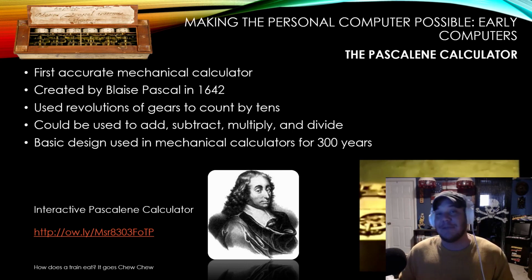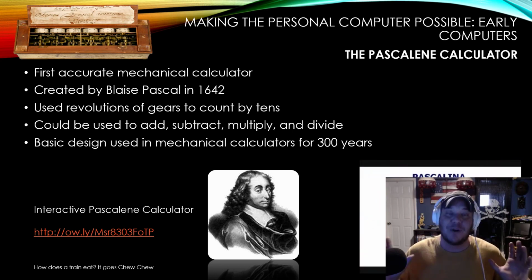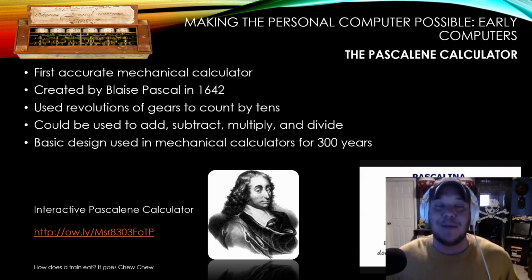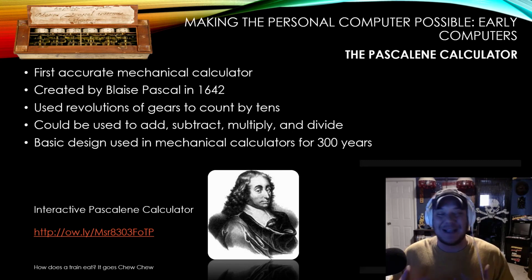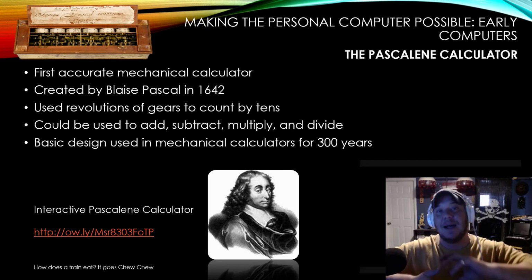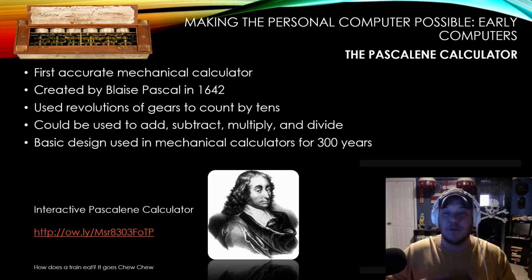You should know, if you like math, Blaise Pascal, the Pascal Triangle. He was a pretty big guy in math, came up with all kinds of things to torture high school math students with. It was created in 1642. It used revolutions of gears, almost identical to the odometer of your car. And so as a number passed by and got to a certain number, the next dial would crank over, and we'd keep doing that over and over again.